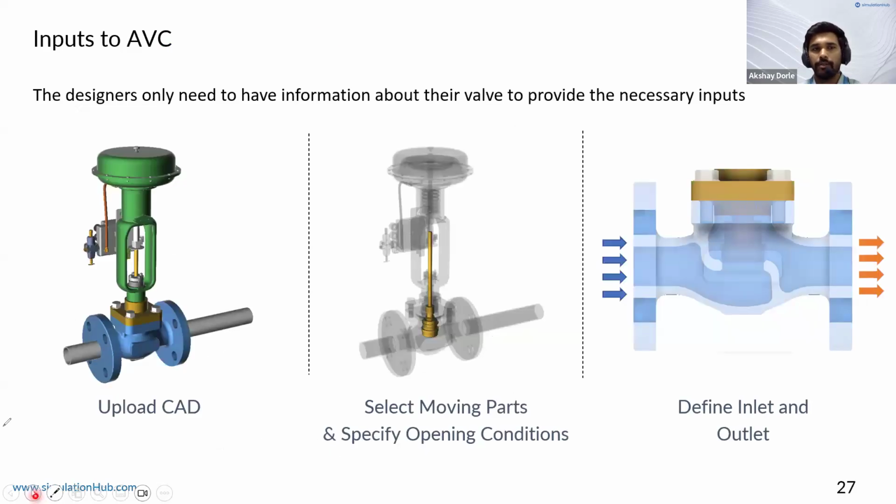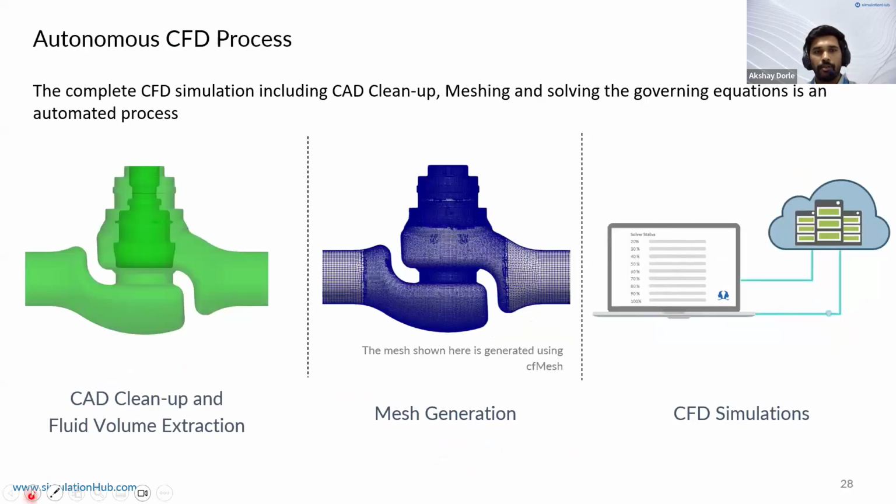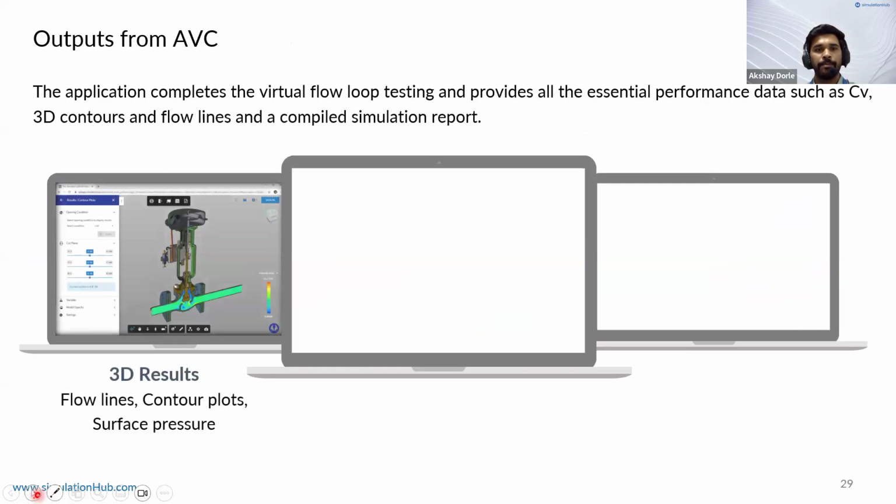So what is the input for CFD? Well, it requires a 3D CAD model. Then the user will select the moving parts, specify the flow direction, and define the inlet and outlet. After that, the autonomous process takes over. It will do all the CFD related tasks autonomously, so no need for any manual CFD effort here. Just click a button and everything works.